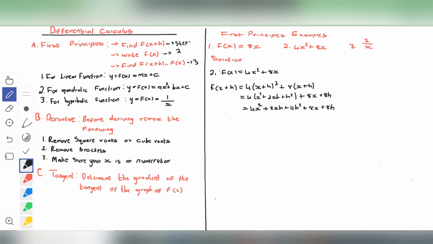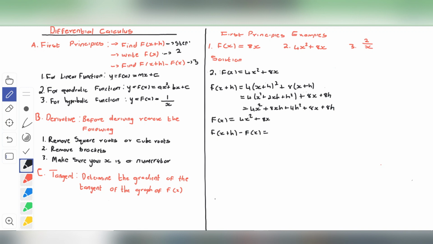So now we're going to what? To the second step, whereby we're going to write f of x. Therefore, we write our f of x. What is f of x? It is the function that we're given, which is 4x squared plus 8x, right guys? So therefore, we are done with the second step. Now we come to finding f of x plus h minus f of x, which is the third step. So we need to write that formula, which is f of x plus h minus f of x, right?